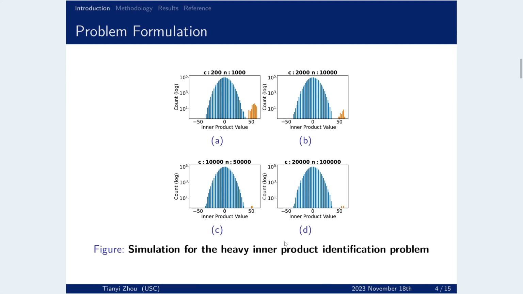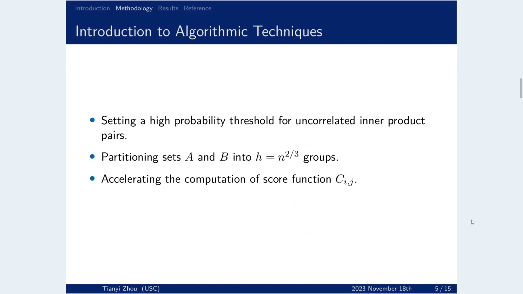We can clearly see that the inner products of the uncorrelated pairs are distributed around 0, and their absolute value almost doesn't exceed 50, which is smaller than the dimension of the vector. Additionally, the inner products of the correlated vectors, which are the orange ones, are distributed around 50. And our goal of the problem is to find these orange vectors.